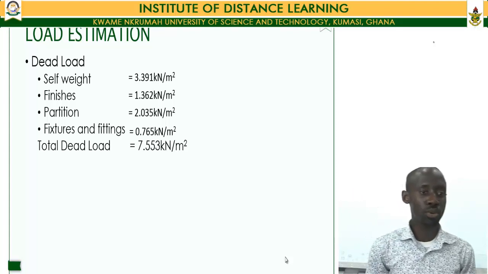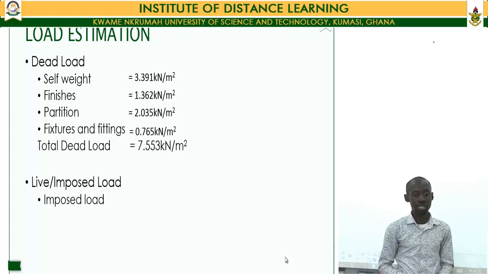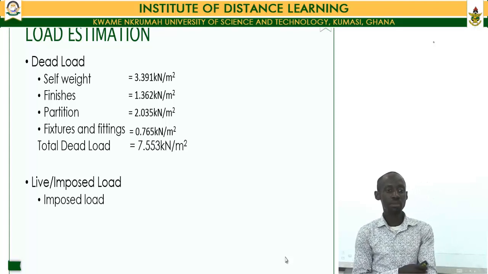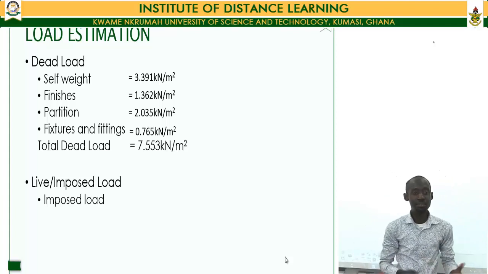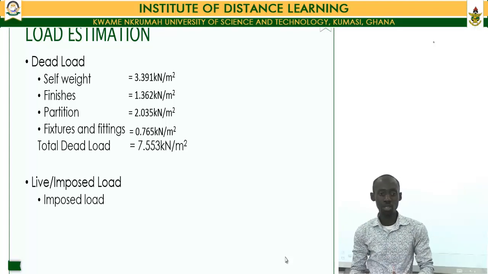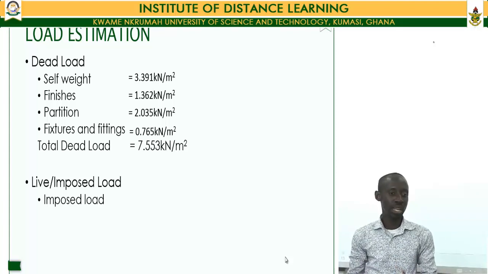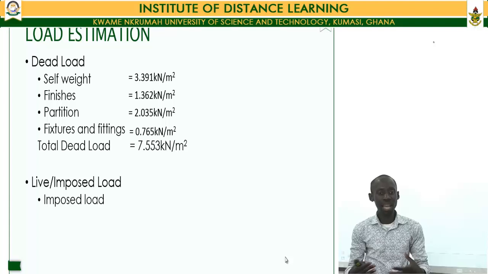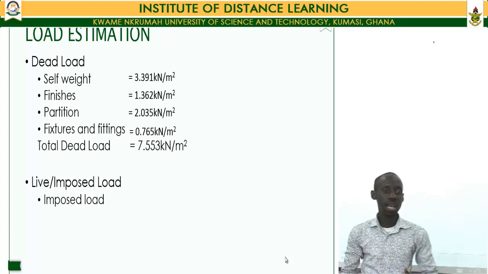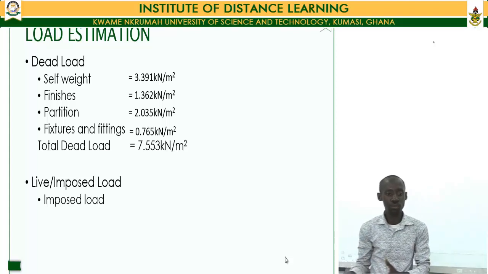Now, having gotten our dead load, we now move ahead and determine the amount of imposed load our slab is supposed to carry. When it comes to determining the amount of imposed load that the slab is supposed to carry, the BS6399 gives us minimum loads that can be used depending on the type of building being considered. If you look through the BS6399, it gives the minimum type of loadings that can be applied to any building, depending on the purpose for which the building is being used.